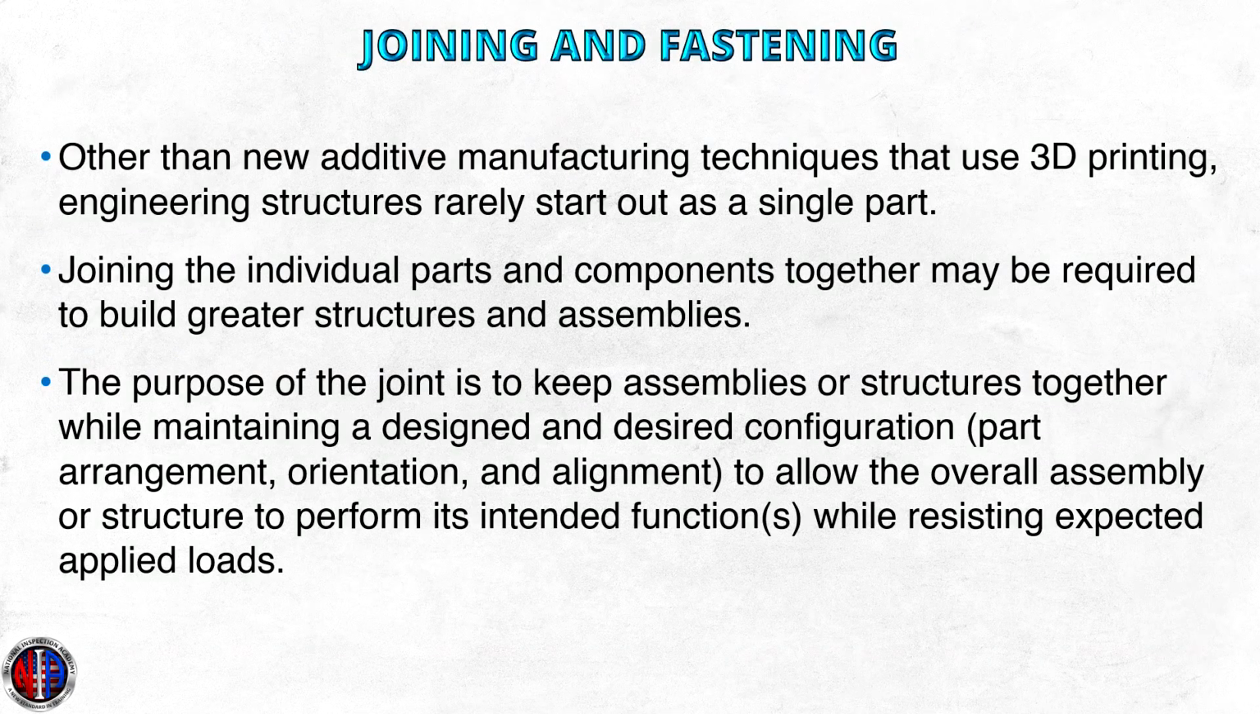Joining and fastening. Other than new additive manufacturing techniques that use 3D printing, engineering structures rarely start out as a single part. Joining the individual parts and components together may be required to build greater structures and assemblies. The purpose of the joint is to keep assemblies or structures together while maintaining a designed and desired configuration, meaning part arrangement, orientation, and alignment, to allow the overall assembly or structure to perform its intended function or functions while resisting expected applied loads.